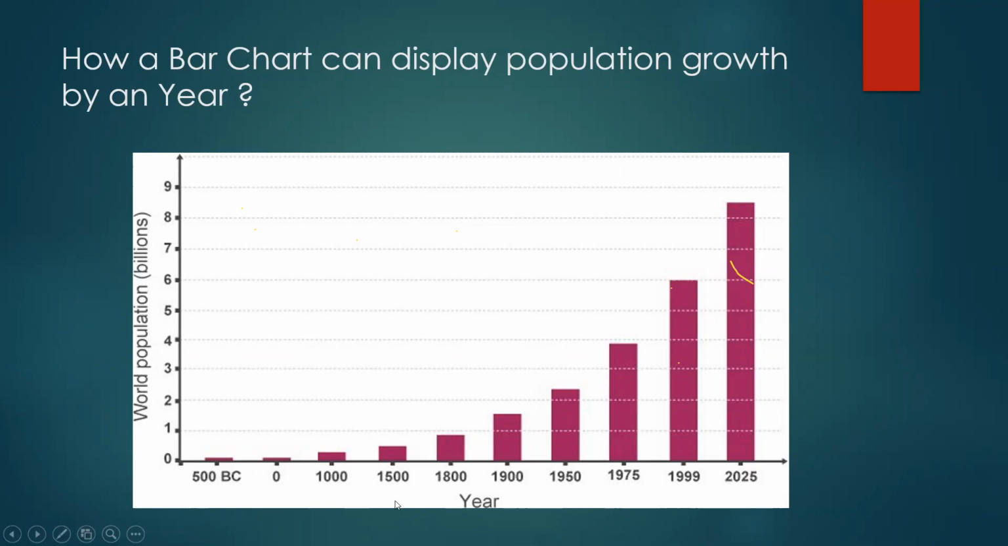You can just see the year is on the x-axis and the world population in billions is on the y-axis. Since 500 BC, you can see how the bar is increasing exponentially. Up to 2025, we can see it is reaching almost 8.5 billion.